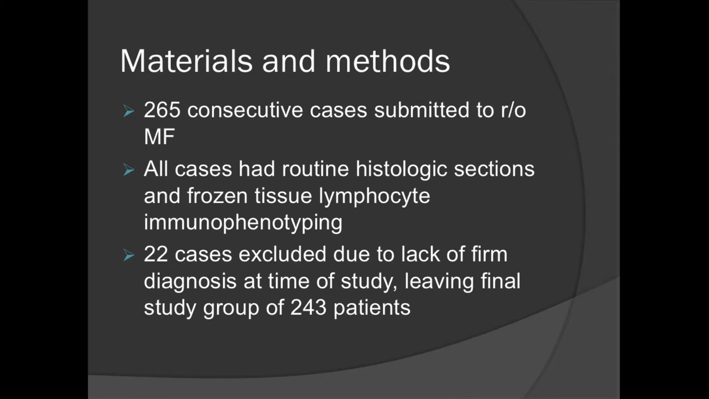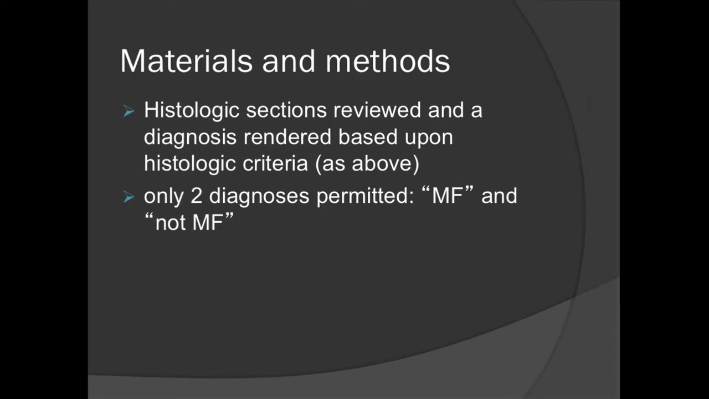These guys clearly have MF. These guys clearly don't have MF. Let's see, what did we learn from immunohistochemistry? We looked at the histology this time, and we made a diagnosis. We were not allowed to be pathologists. We had to say MF or not MF. No waffling, no suspicious, no consistent, no it could be. It either is or it isn't. Pull the trigger. Which is it based on the histology?